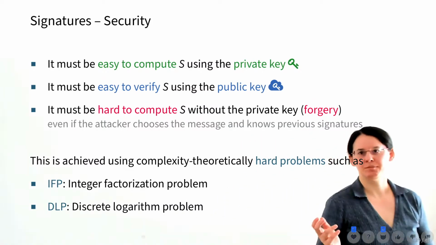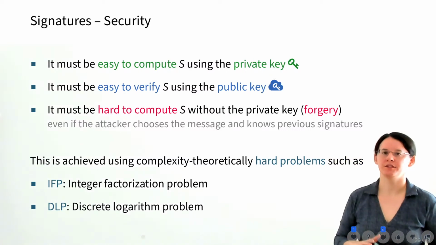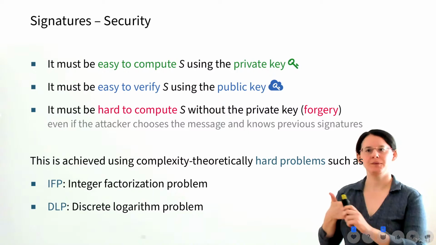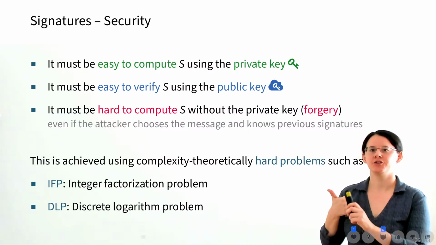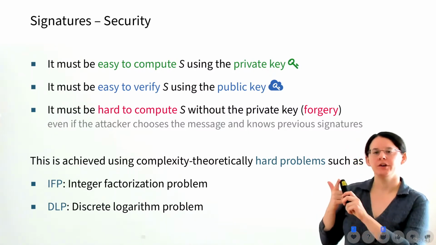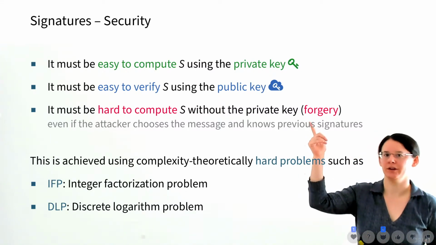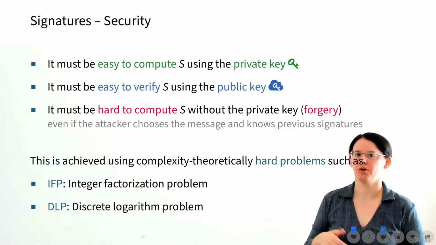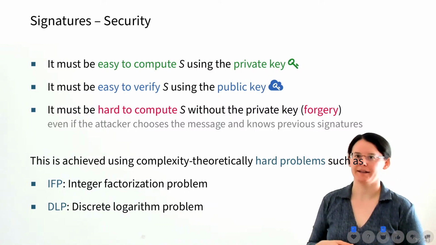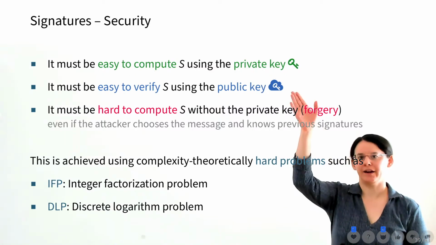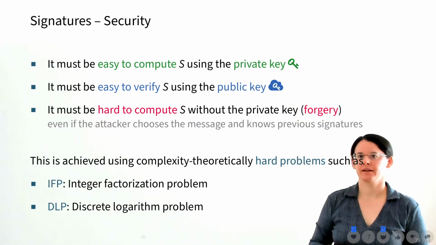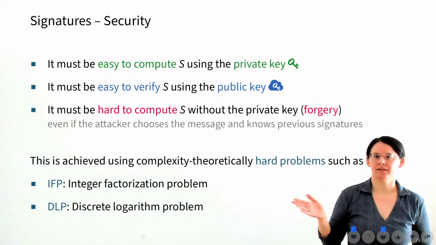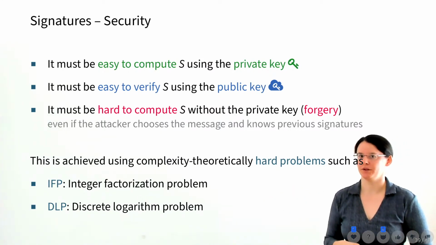The security is then measured similar to the trapdoor system we saw before. So it must be easy to compute the signature if you have the key, but very hard to compute the signature if you don't have the private key. And computing a fake signature is called a forgery, like for MACs. And verifying, on the other hand, should be easy. Okay, and this can be done based on exactly the problems we know already.